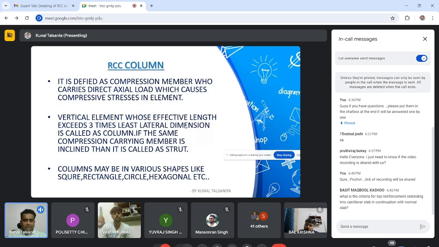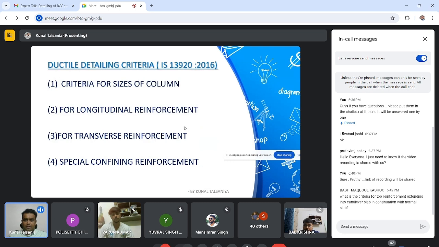Okay, now we go to the last chapter, RCC column. It is defined as a compression member which carries a direct axial load, which causes compressive stress in the element. A vertical element whose effective length exceeds 3 times its least lateral dimension is called a column. If the same compression carrying member is inclined, then it is called a strut. Columns may be in various shapes like square, rectangle, circle, hexagonal.